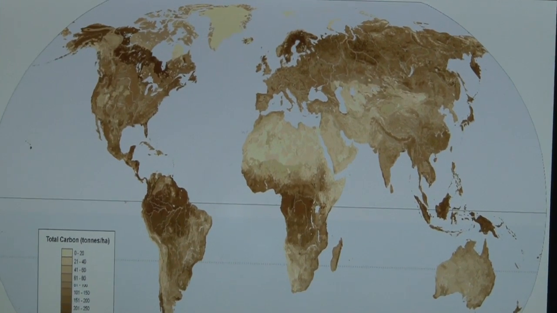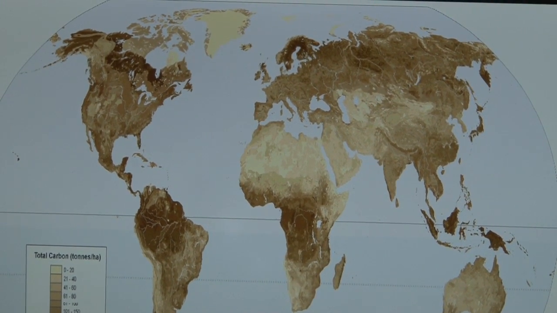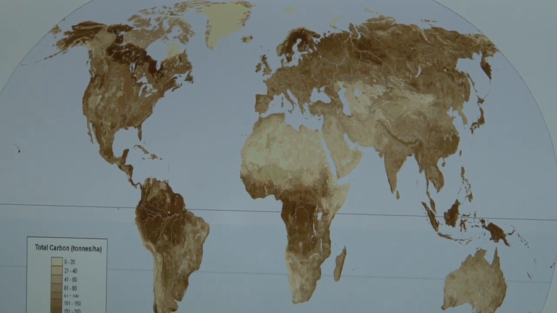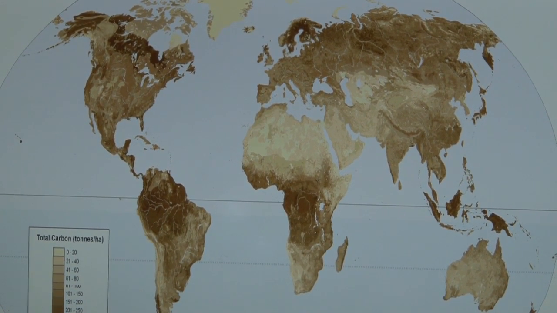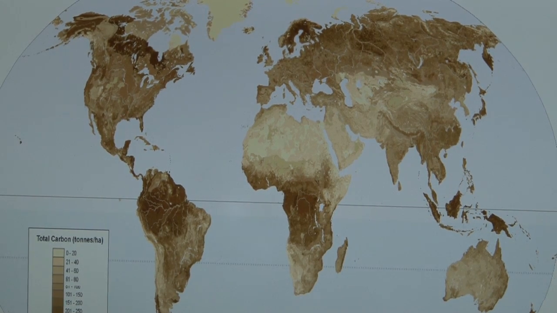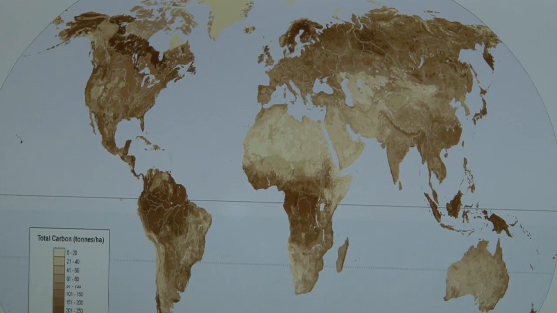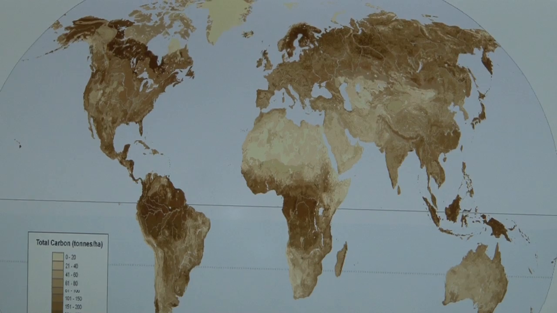This shows organic carbon worldwide in the soil. And about half of the organic carbon in the soil is in wetlands. And about half of the wetland carbon is what we call marine wetlands, mangroves, seagrasses, salt marshes right along the coast, particularly in the tropics.